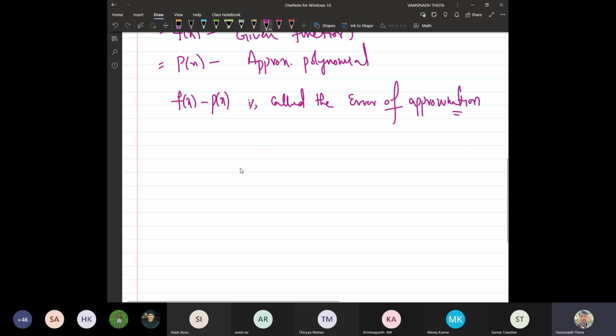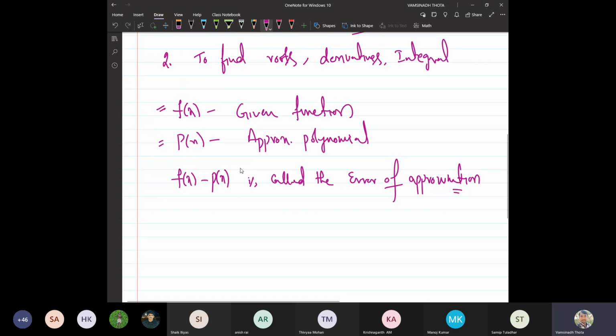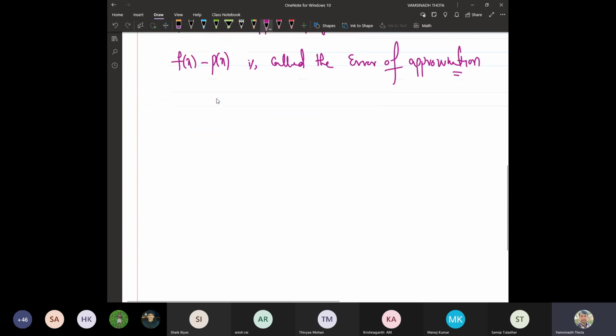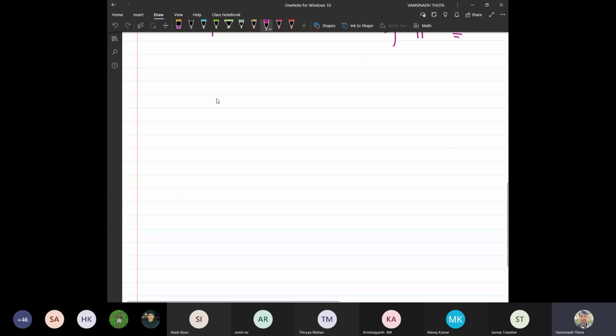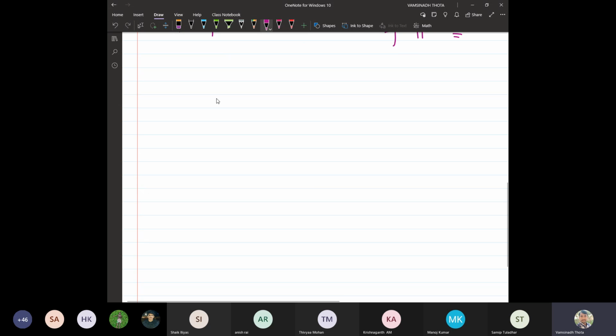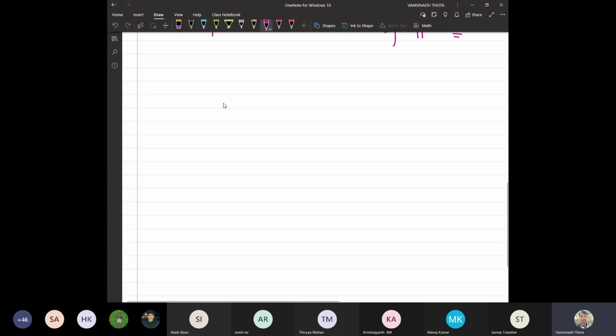Okay. Now let us discuss how to construct this p of x, means how to construct this approximating polynomial. We are assuming that, so we are at a very initial stage. We are discussing the interpolation at the very initial stage, so we are considering very small, nice properties of the function f.